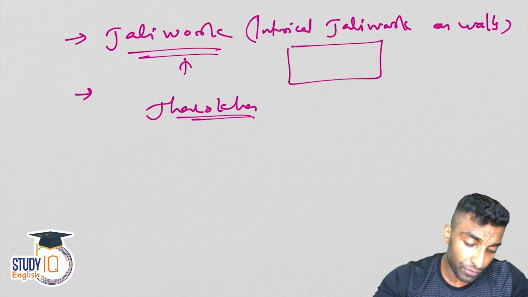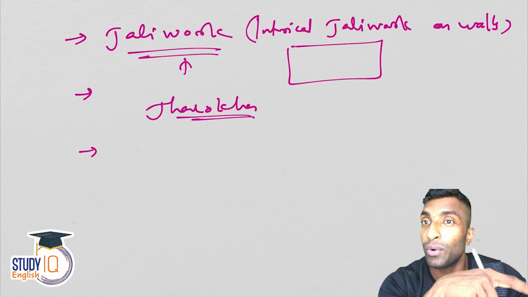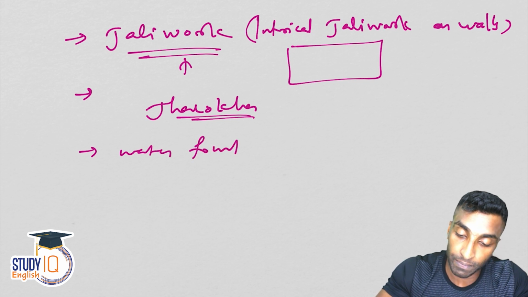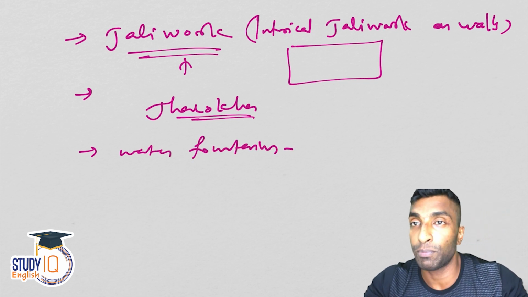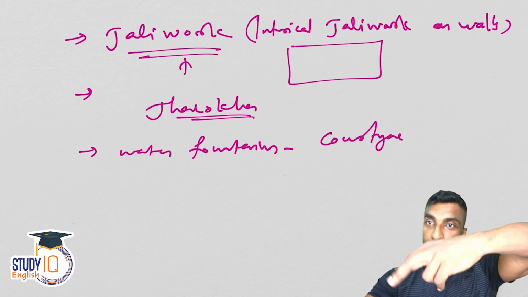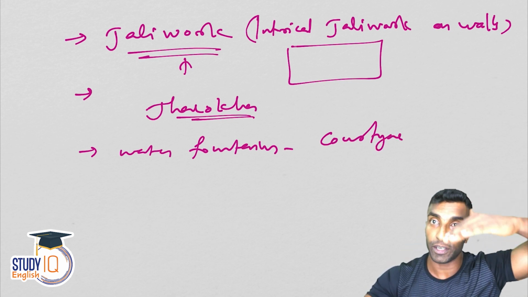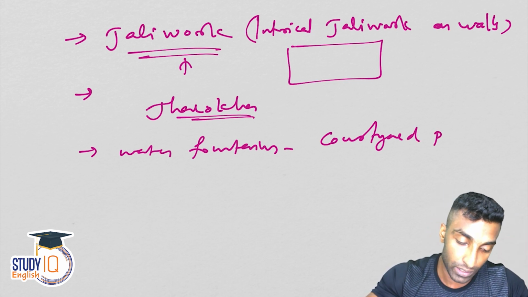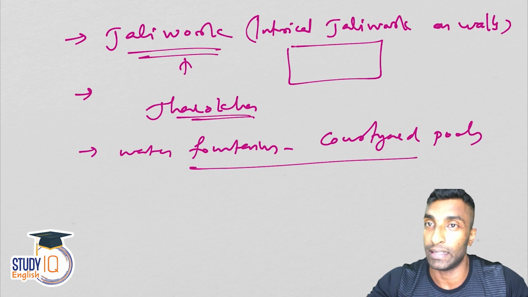So that's about the features. And then use of water fountains you will see. Okay, so there will be water fountains and then there will be courtyards, pools. Okay, courtyard means in the center, like you will be getting direct sunlight from the top. It is an open area. So courtyard, pools inside the premise.